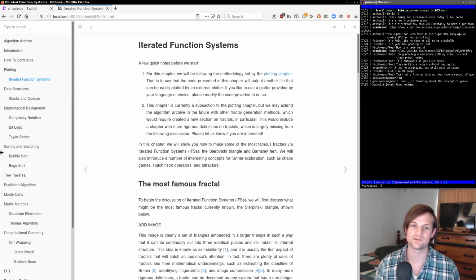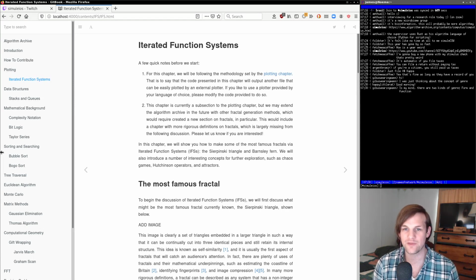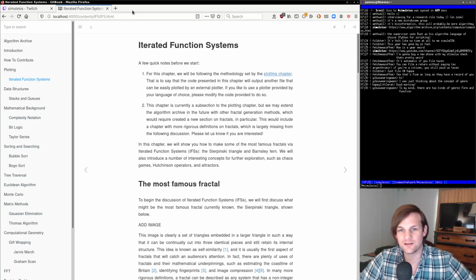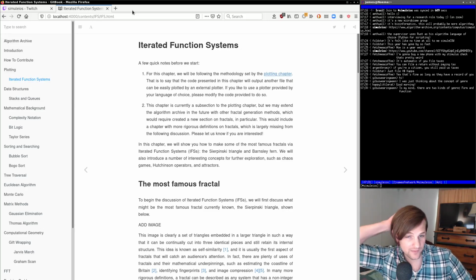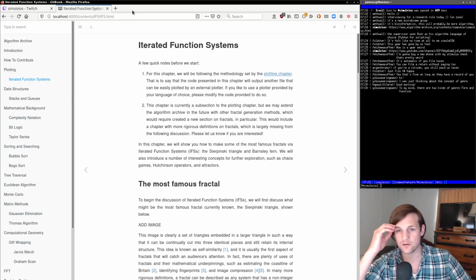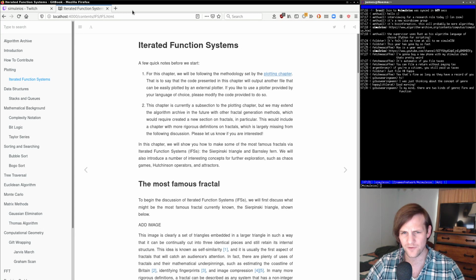Okay, so iterative function systems. A few quick notes before we start. One, for this chapter, we'll be following the methodology set out by the plotting chapter. Let me click this link to make sure it works. Yep, seems to. That is to say that the code presented in this chapter will output another file that can be easily plotted by an external plotter. If you'd like to use a plotter provided by your language of choice, please modify the code provided to do so.